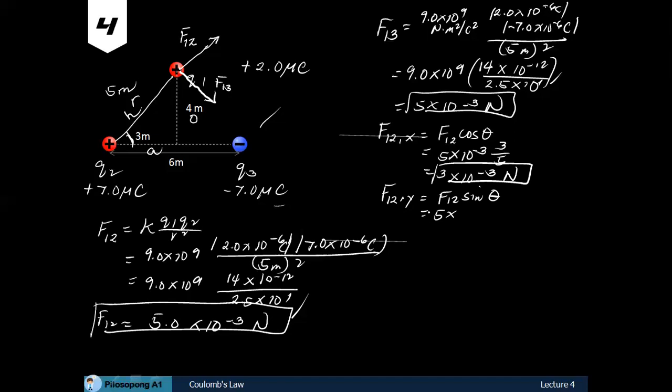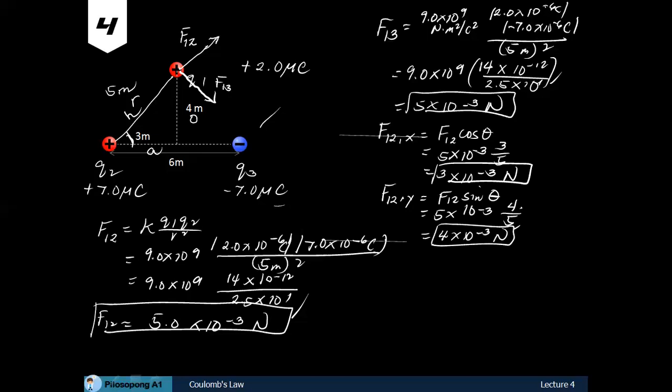5 times 10 raised to negative 3. That's 4 over 5. This is the value of the opposite side and the hypotenuse. We get an answer of 4 times 10 raised to negative 3 newtons.